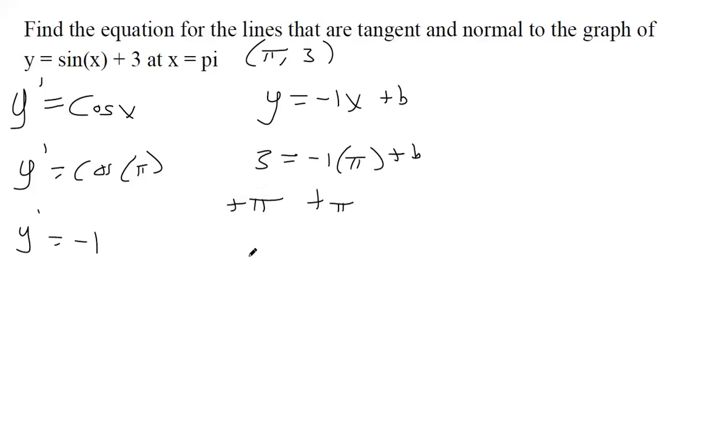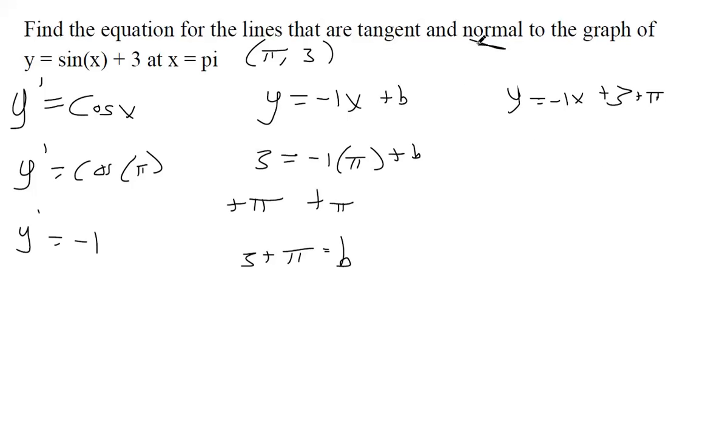And 3 plus pi, you could use your calculator to approximate that, but this is the exact answer. That's for b, that's the y-intercept. So the full equation is y equals -1x plus 3 plus pi. Okay, that's the tangent line.